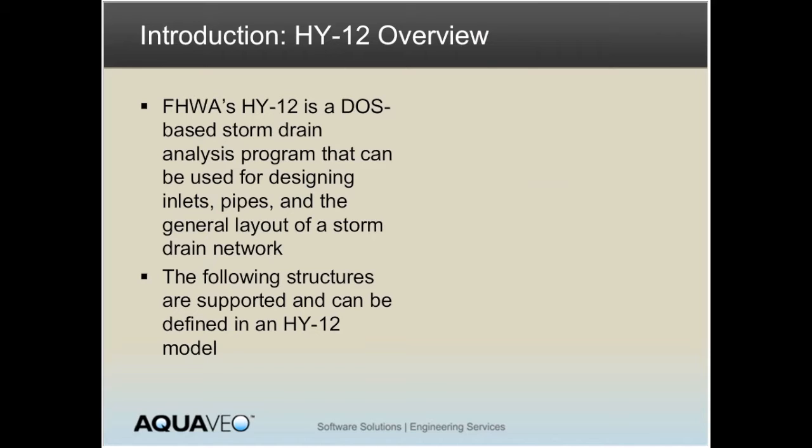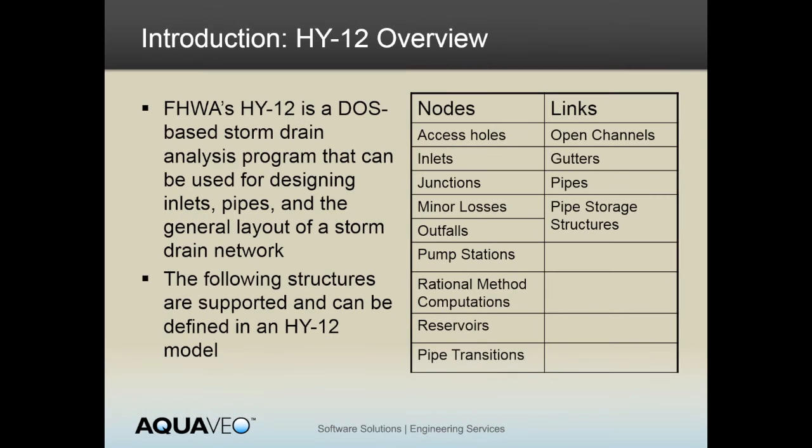And finally, I want to help you understand the input parameters required to define an HY-12 model. FHWA's HY-12 is a DOS-based storm drain analysis program that can be used for designing inlets, pipes, and the general layout of a storm drain network. The following structures are supported and can be defined in an HY-12 model. For nodes, you can define access holes, inlets, junctions, minor losses, outfalls, pump stations, rational method computations, reservoirs, and pipe transitions. For links, you can define open channels, gutters, pipes, and pipe storage structures.